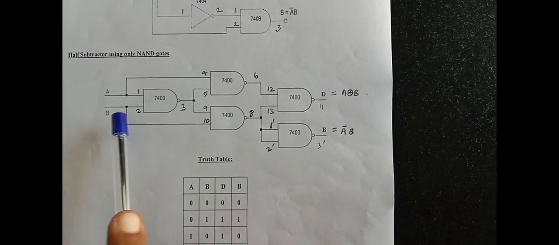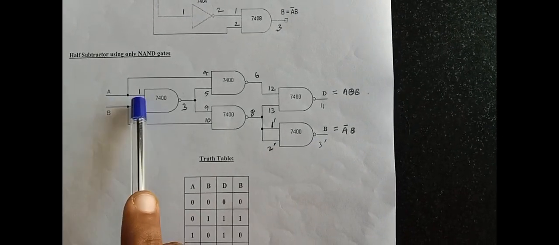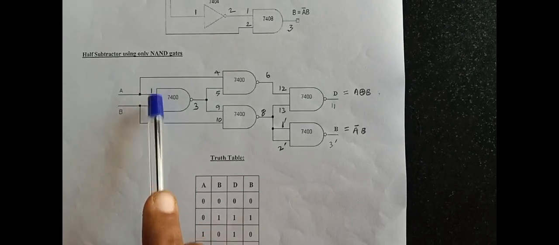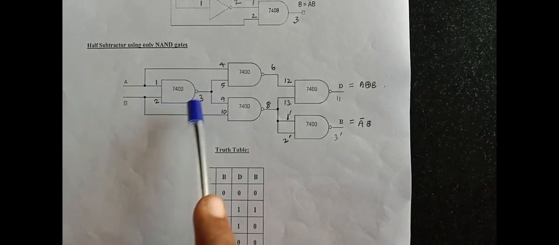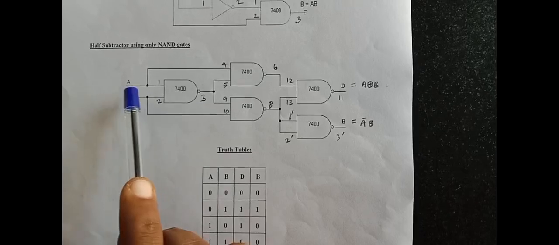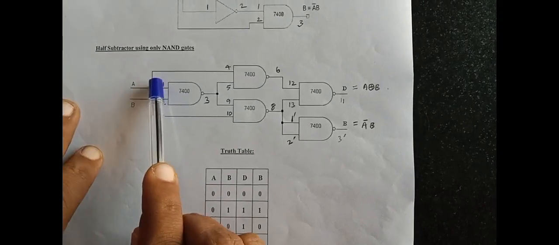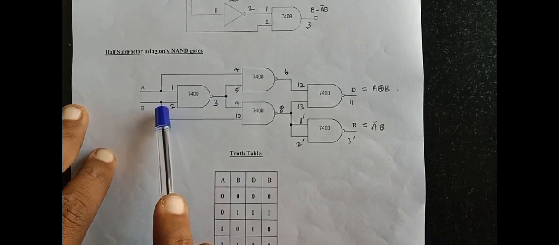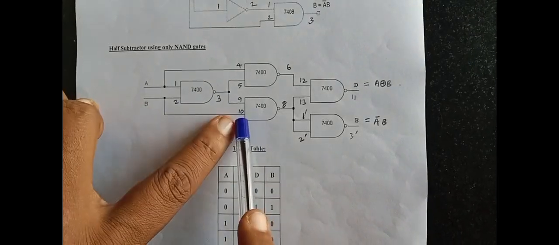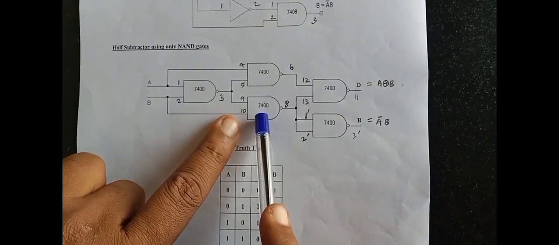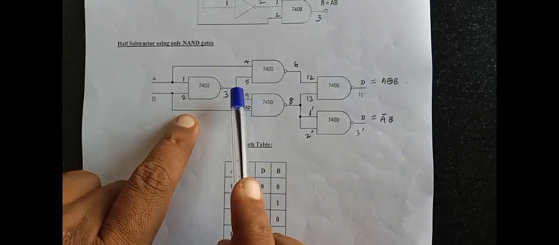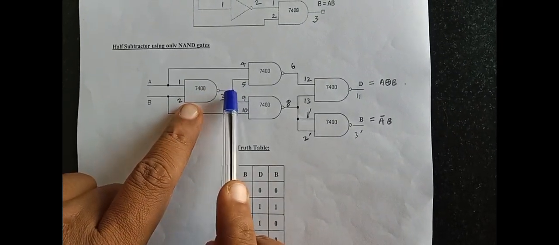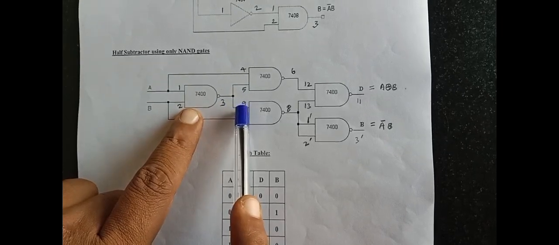that is 7400. So initially input 1 is given to the first gate of 7400. Pin number 1 is input A, pin 2 is input B. So output is taken from pin number 3. So the same input A is given to pin number 4, and B is given to pin number 10 of other gates. Here pin numbers 5 and 9 are short circuited. So the output of the first gate is given to pin number 5 or either 9.